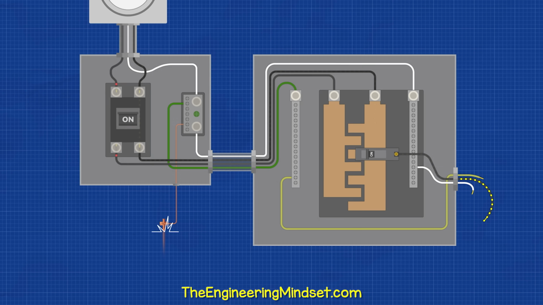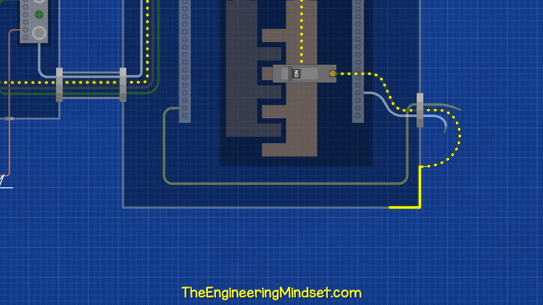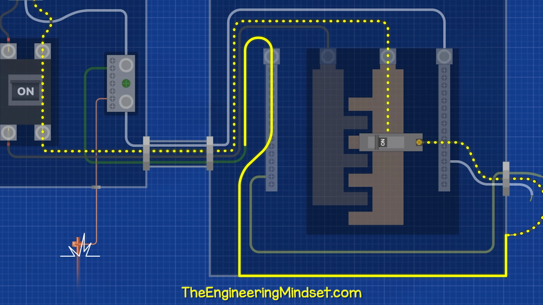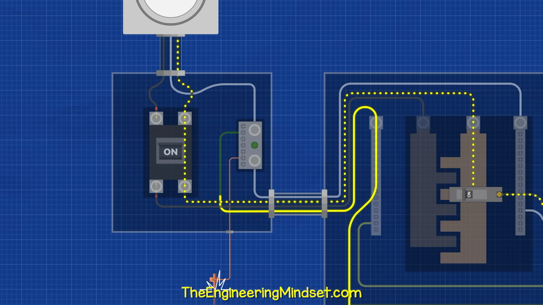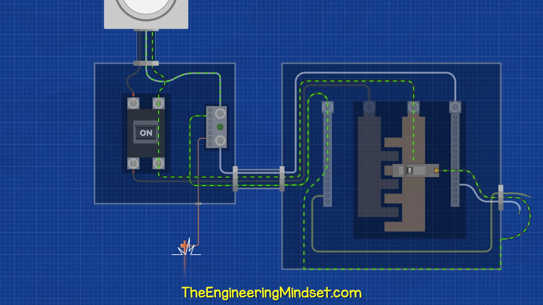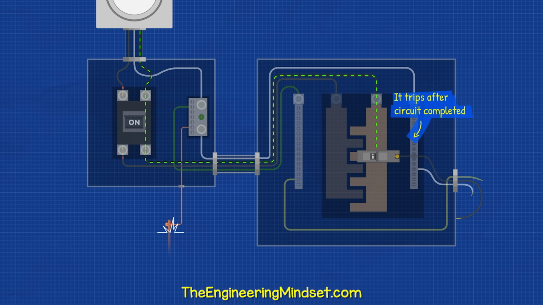If we consider a fault where the hot touches the metal case, then the current can flow through the case to reach the ground bus bar, and from here it can reach the main bonding jumper in the main disconnect and get back to the transformer. This completes the circuit and allows the breaker to trip.